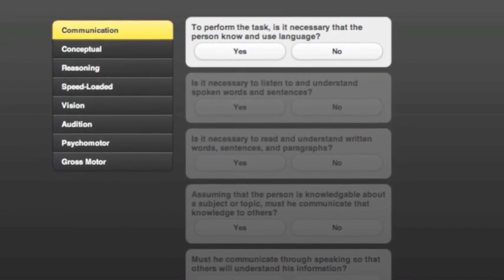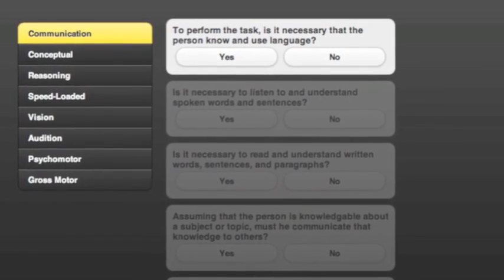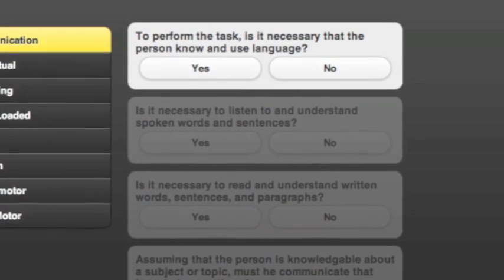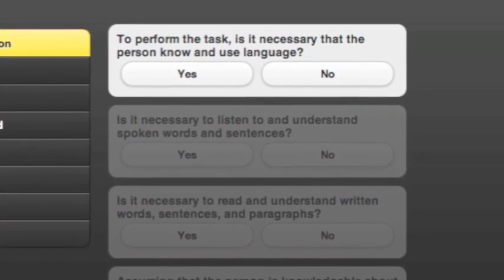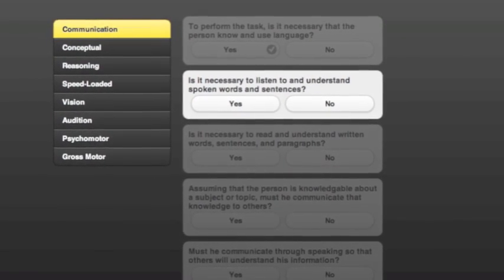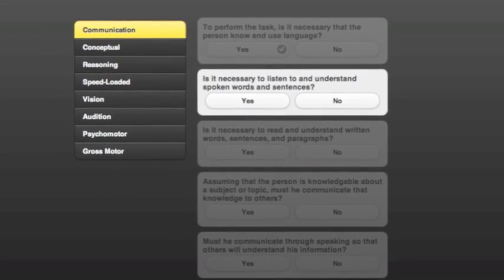For instance, to assess oral comprehension in the communication cluster, the first question would be, in order to perform the task, is it necessary that the person know the English language? Followed by, is it necessary to listen to and understand spoken English sentences?